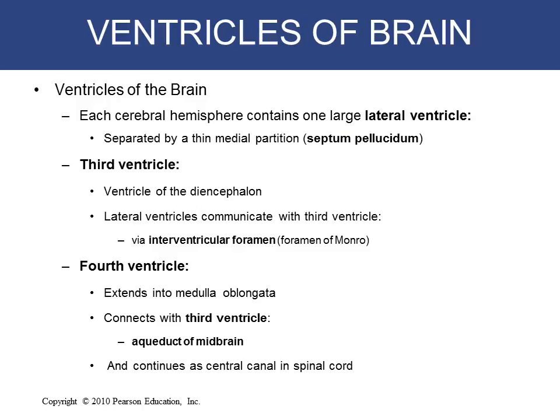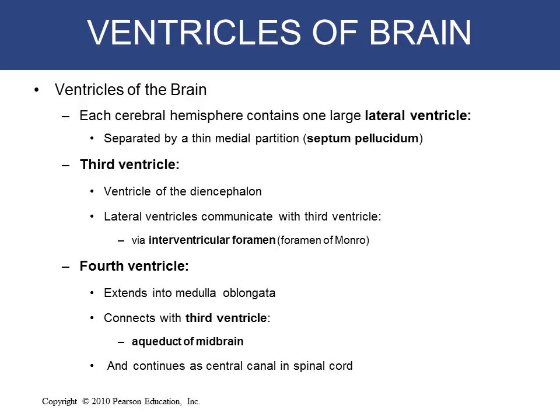So the ventricles of the brain. As we said, the cerebrum has two hemispheres, so each cerebral hemisphere contains one large lateral ventricle, and they are separated by a thin medial portion called the septum pellucidum. So there are four ventricles in the brain. We have two lateral ventricles, one in each of the cerebral hemispheres, and the third one is the third ventricle, which is the ventricle found in the diencephalon. And the lateral ventricles communicate with this third ventricle through the interventricular foramen, also known as the foramen of Monro.